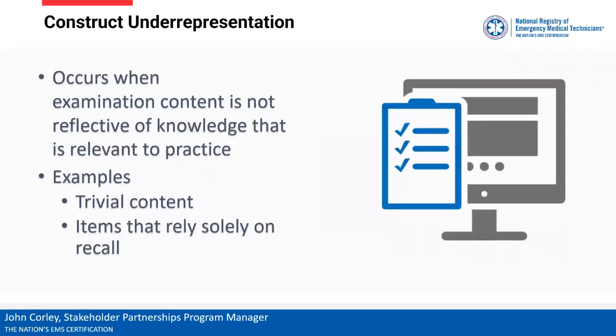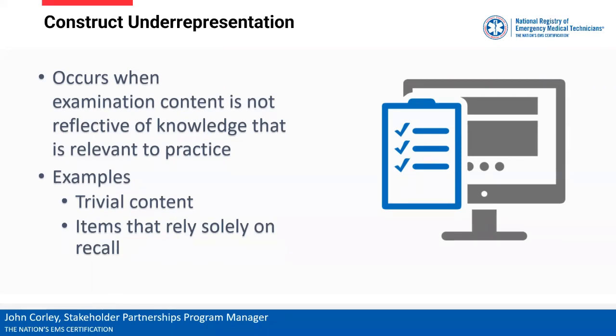So construct underrepresentation is another thing that you want to avoid when you're building out your test forms or your exams. Essentially, you think your test is testing something, but it's not, because you don't have enough of the content on your test to make a determination. Basically, what you're saying is the stuff that's on my exam is not representative of the stuff that I'm trying to teach. It's not lined up with my objectives.